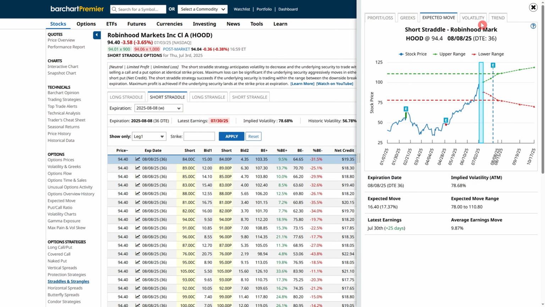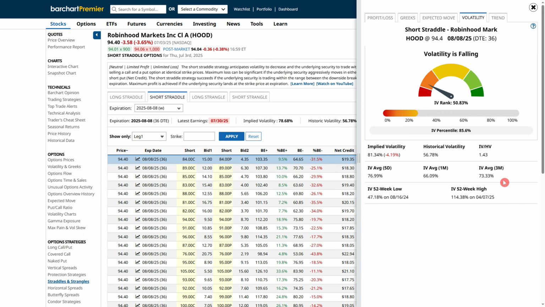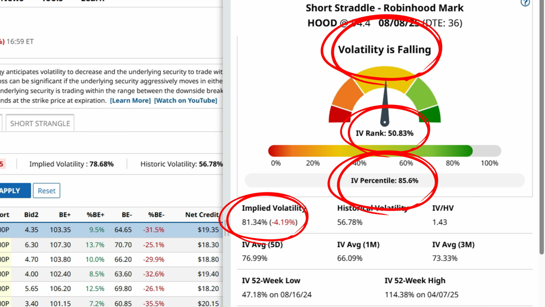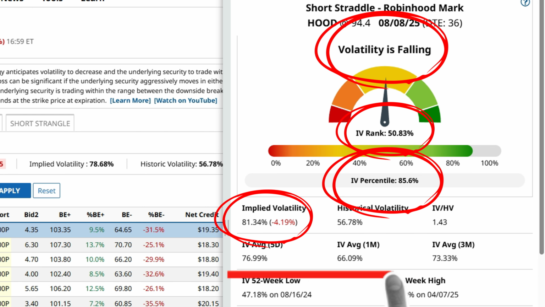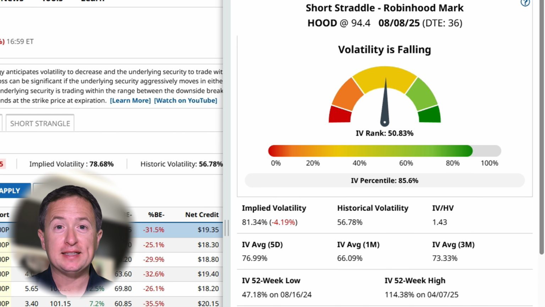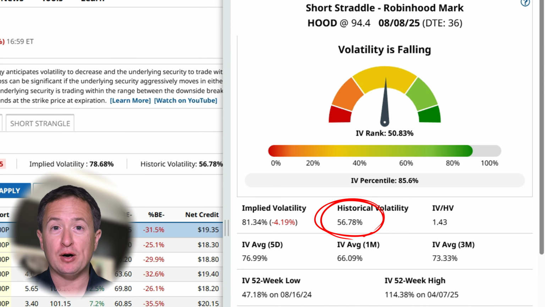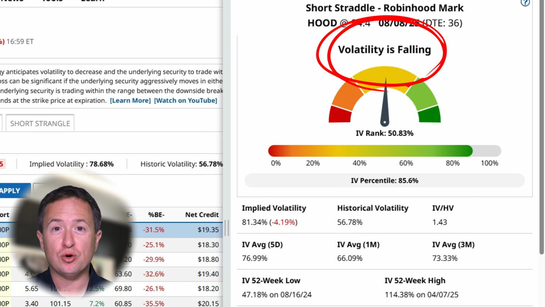Next is the Volatility tab. This displays volatility metrics including implied volatility, IV rank, IV percentage, short-term volatility trends, and IV averages across various time periods. What's notable here is that implied volatility is at 81%. However, IV rank is at 50.83%. Historical volatility is at about 57%, and the short-term volatility trend is falling.